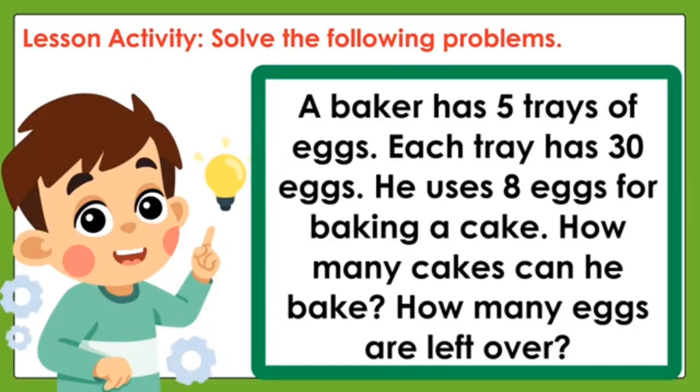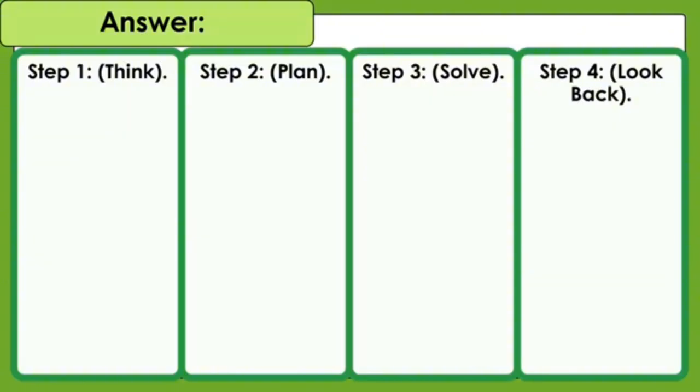Next, a baker has 5 trays of eggs. Each tray has 30 eggs. He uses 8 eggs for baking a cake. How many cakes can he bake? How many eggs are left over? Let us answer. Step 1. Think.